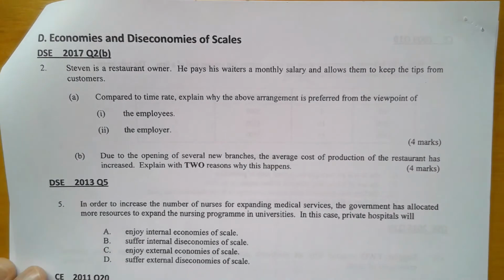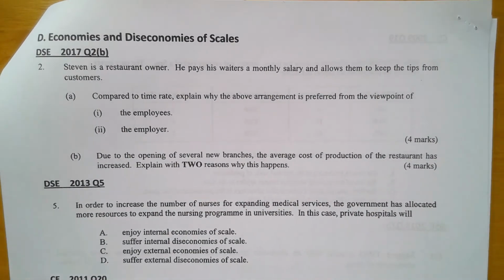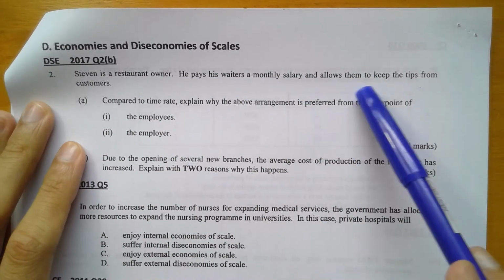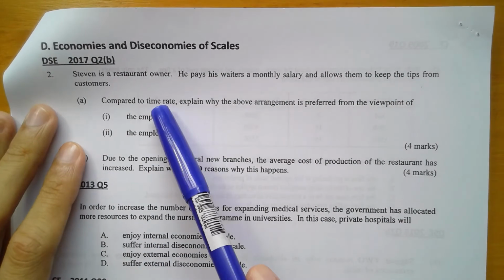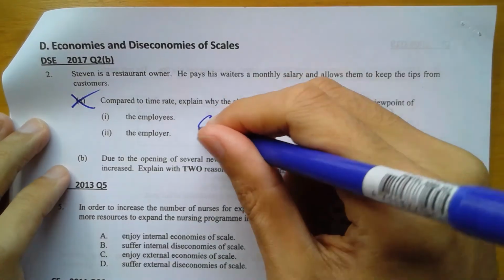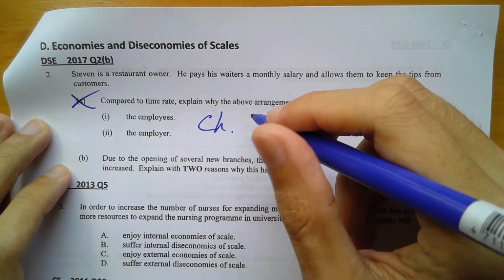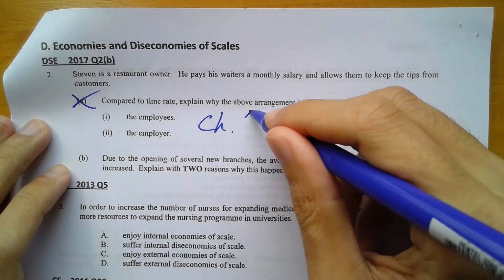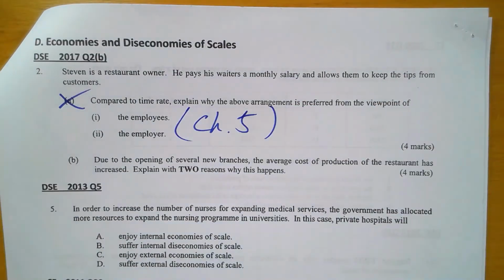Next one. Economies of scale and diseconomies of scale. Now, Stephen is a restaurant owner. He pays a monthly wage and allows them to keep the tips. Now, compared to time rate, explain why. Now, this one, can I just skip it? Now, refer to chapter, I think this one should be chapter 5, okay? I think in chapter 5, we already talked about that.